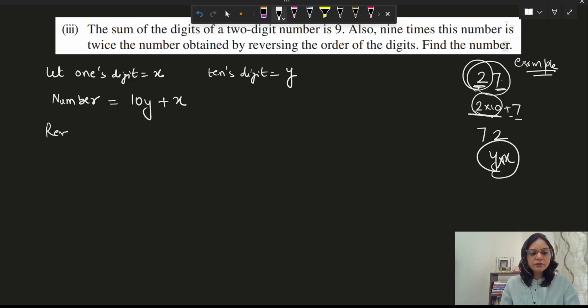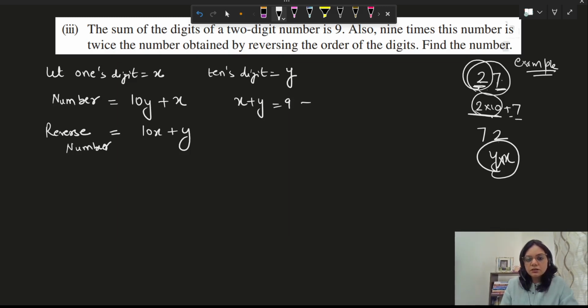That is how you frame a number. What will be the number when you interchange the digits? What will be the reverse number? So the reverse number will be 10x plus y. Clear? Let's see what other conditions are given in the question. The sum of the digits of a two digit number is 9. So the first condition given is x plus y is 9. That's the first equation.